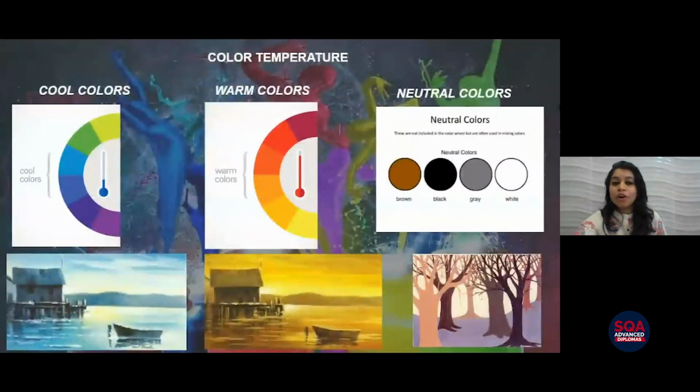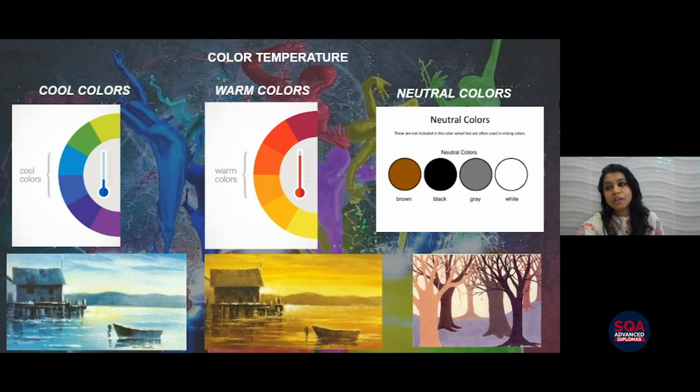Now, like how a body has a temperature, even the color has a temperature. These are the different temperatures that you will see: the cool colors, the warm colors, and the neutral colors. Warm colors are located towards one side of the color wheel, which is the yellow, orange, and the red color.